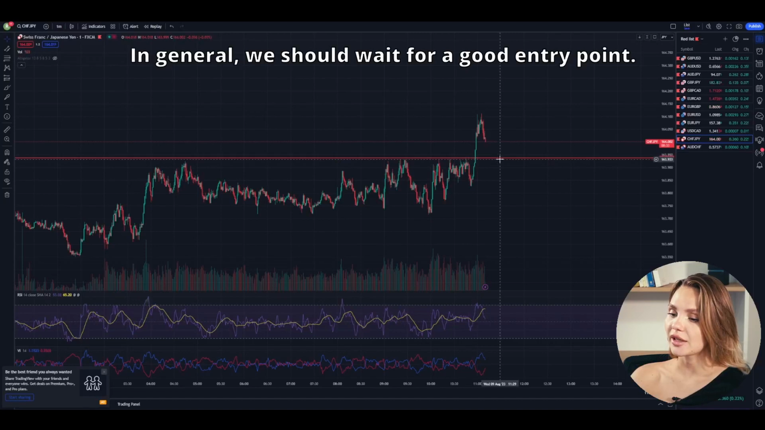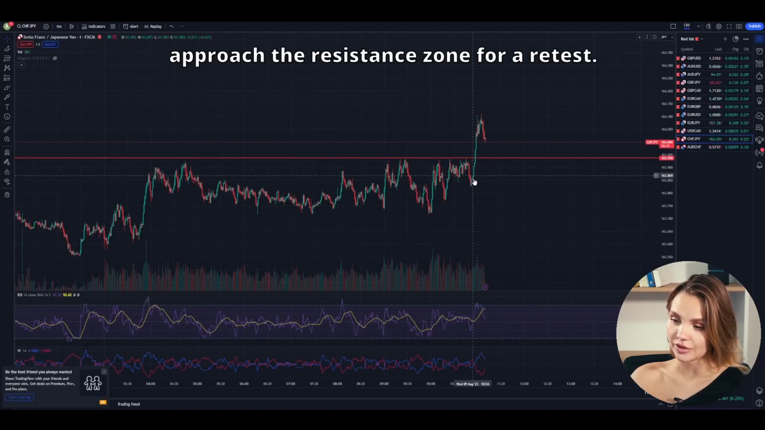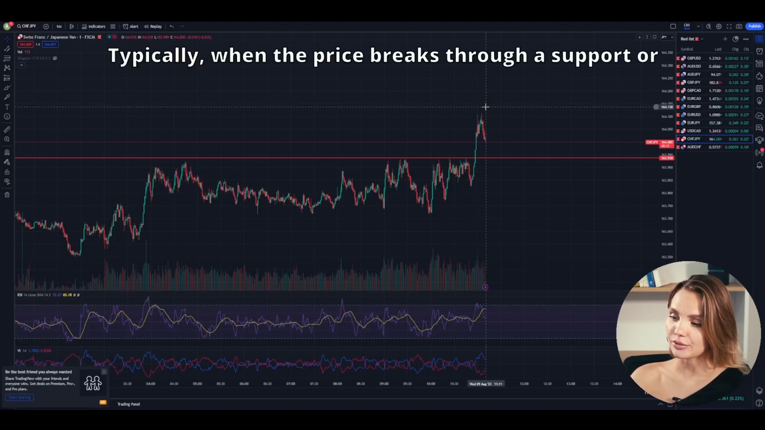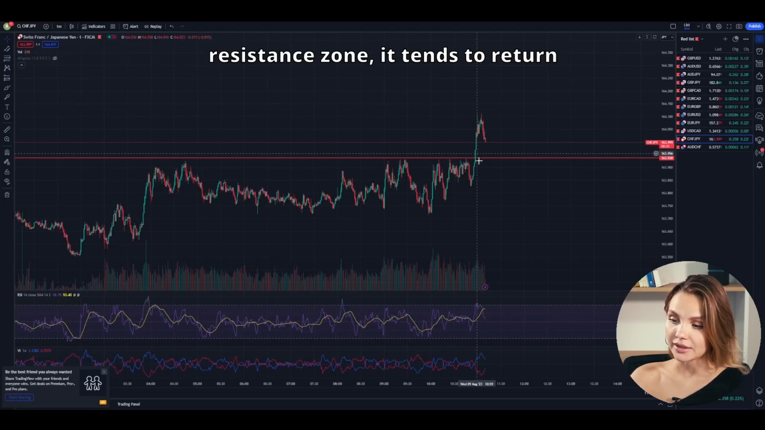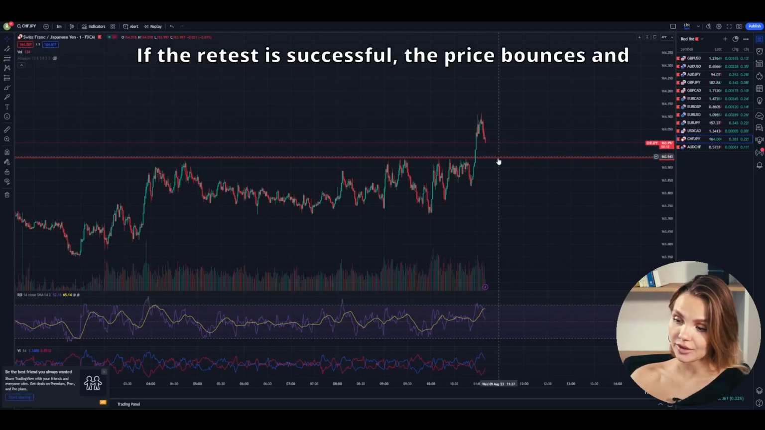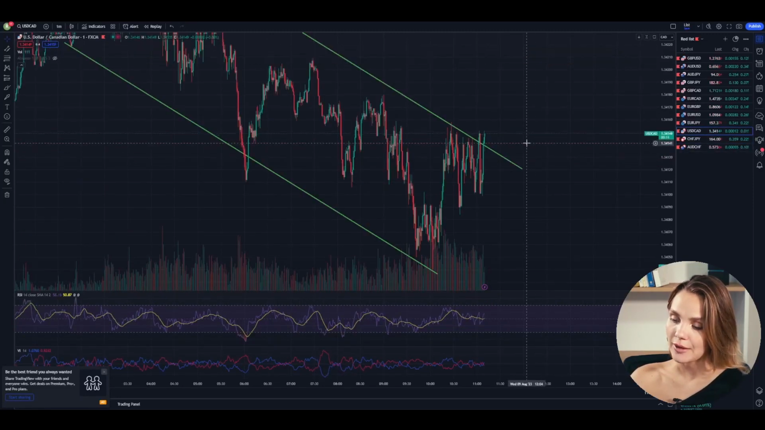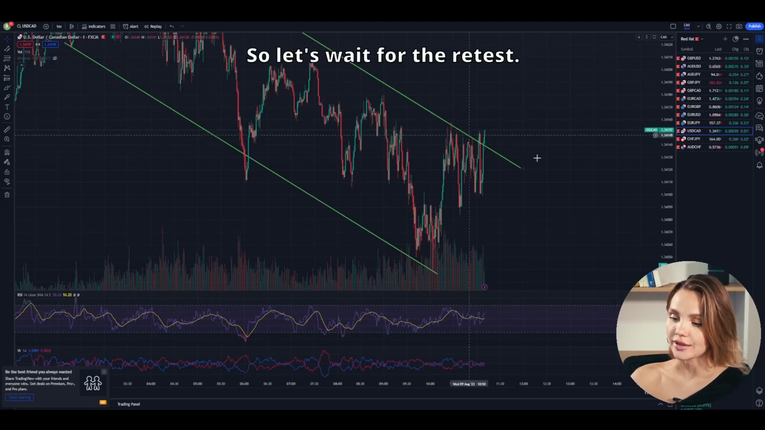In general, we should wait for a good entry point. I anticipate that the price will approach the resistance zone for a retest. Typically, when the price breaks through a support or resistance zone, it tends to return to that zone for a retest. If the retest is successful, the price bounces and continues in the direction of the initial impulse. So let's wait for the retest.